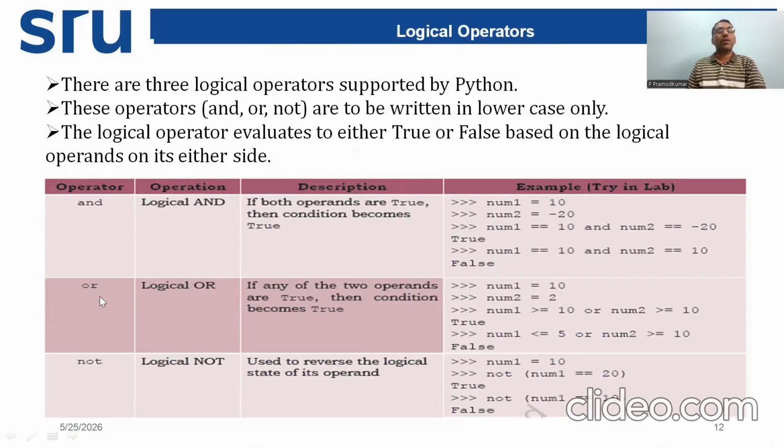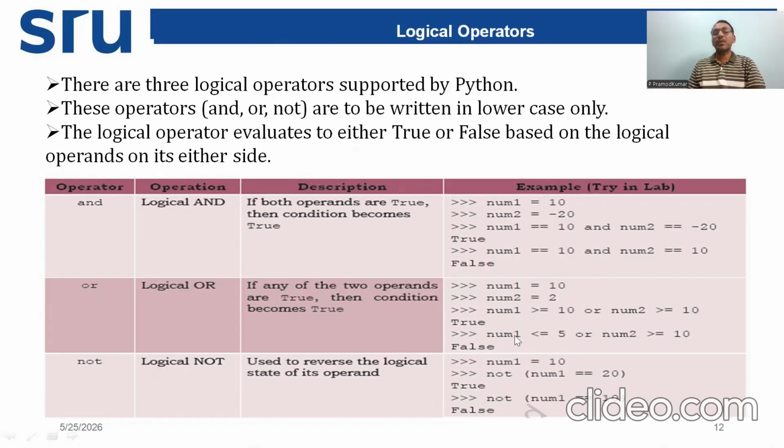Coming to the logical OR operation, where number 1 is 10 and number 2 is 2. Now I would like to check: number 1 is greater than or equals to 10. Is it true or false? Of course, 10 is greater than or equals to 10, true. Then number 2 is greater than or equals to 10. Is it true or false? Of course, this is false because number 2 is 2. Though this is false, the result becomes true because if any one of the operand results is true, then the result becomes true. In case of a logical OR, any one can be true to get the result as true.